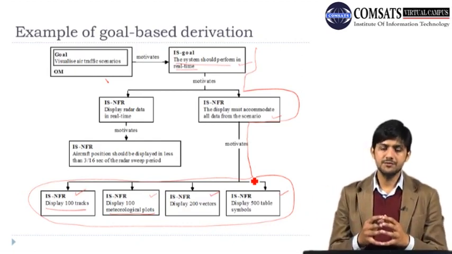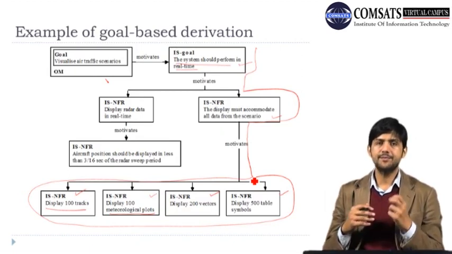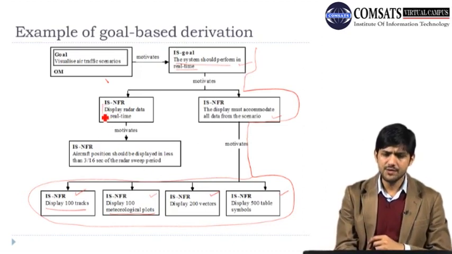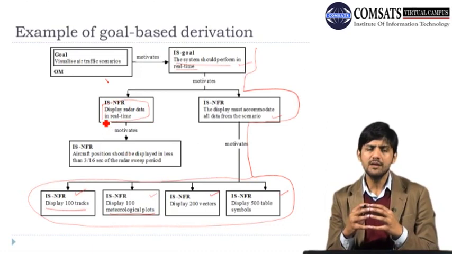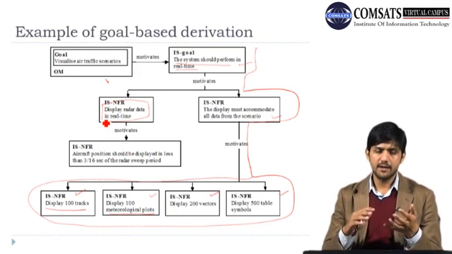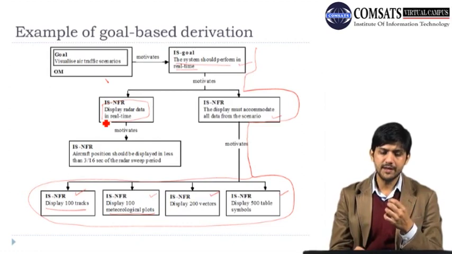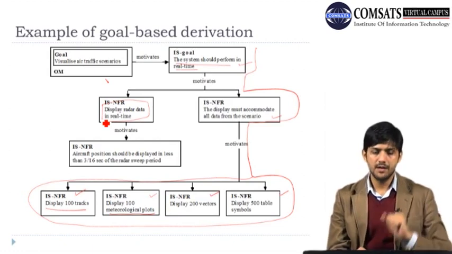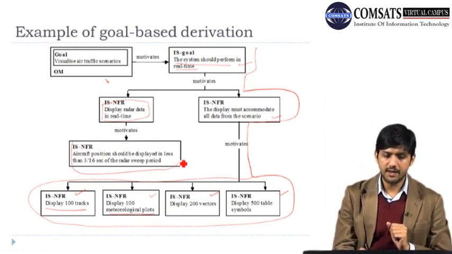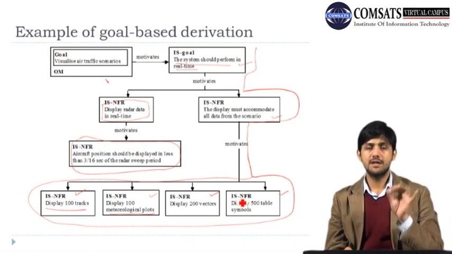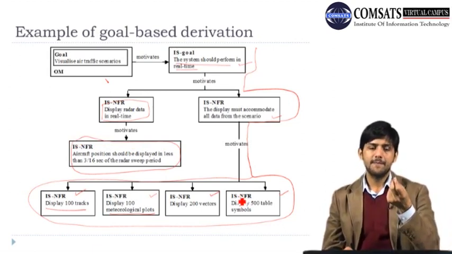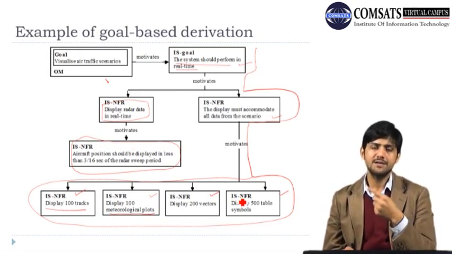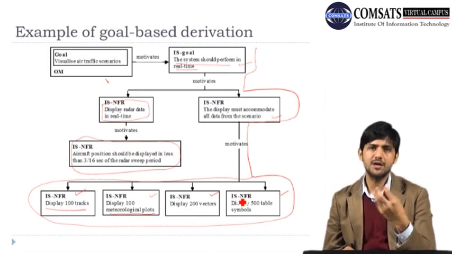The second non-functional requirement, related to the sub-goal that the system should perform in real time, was to display radar data in real time. That was again a non-functional requirement, but it was not very quantifiable or specific. So we say that aircraft position should be displayed in less than 3/16th of a second of the radar sweep period. Again, this has become very specific. We have quantified what we wanted, that the system display real-time radar data, by saying how much time it should take to update the display.